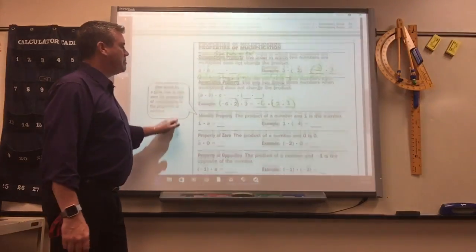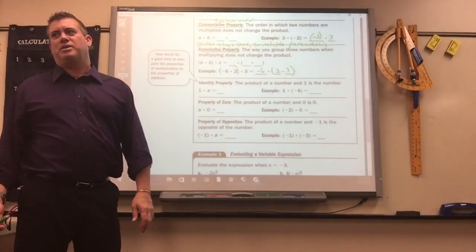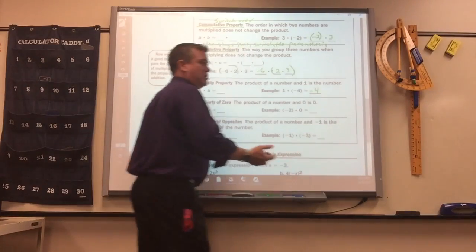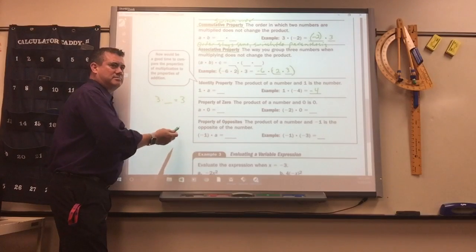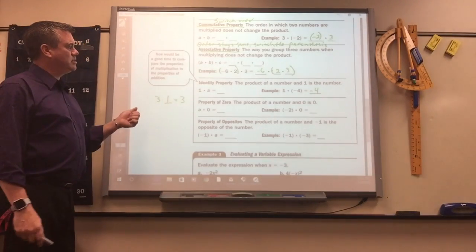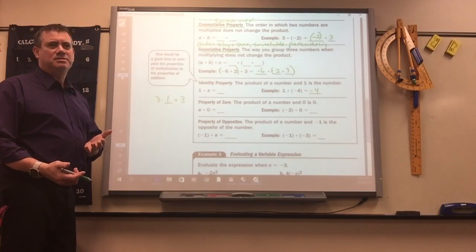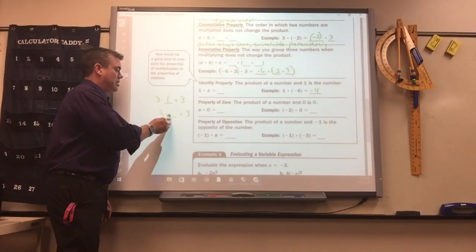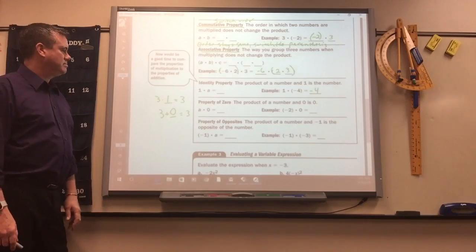Identity property. Identity, remember, doesn't change what it is. 1 times negative 4 is negative 4. 3 times what is 3? 1. So anytime you take something times 1, it doesn't change. Remember what the additive identity was? 3 plus what is 3? 0. Multiplicative is 1, additive is 0.